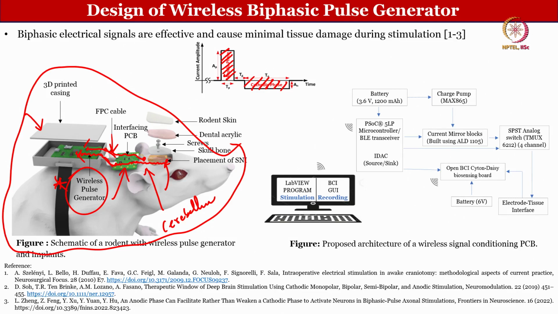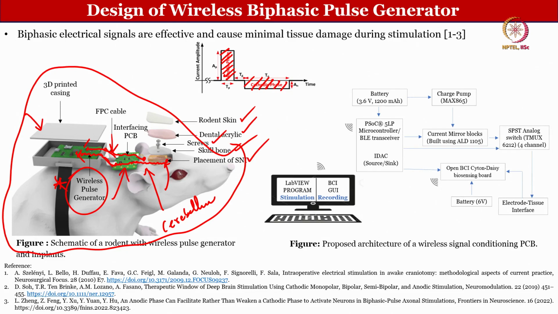So generally you see this rodent's skin is removed, and then there is a skull bone that has to be drilled, and then we need to fix the screws for dental acrylic to sit in. Why is dental acrylic required? Because you need to have the implant in place there, sturdy, alright, and then placement and all those things. These are just typically how it looks like, right.